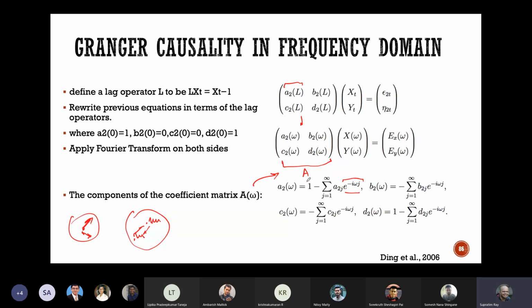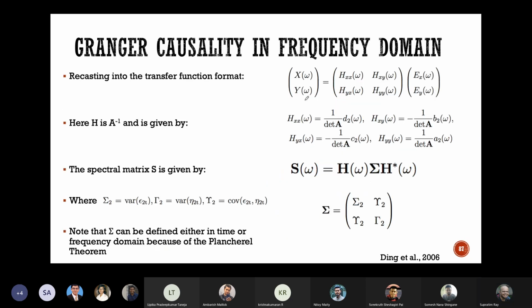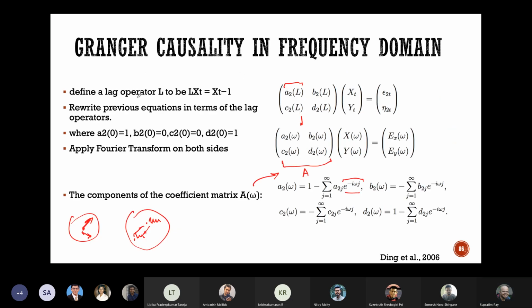Now I can invert A and write X and Y as this H times the error terms, where this is A inverse. Okay, and if it is invertible, then these can also be very easily obtained. This is A, B, C, D.